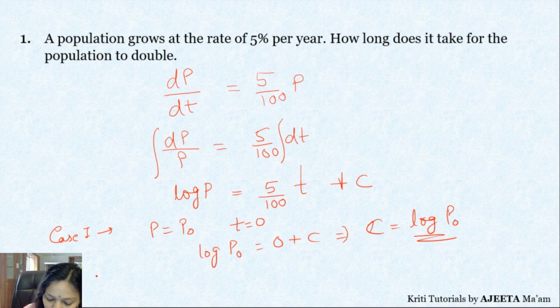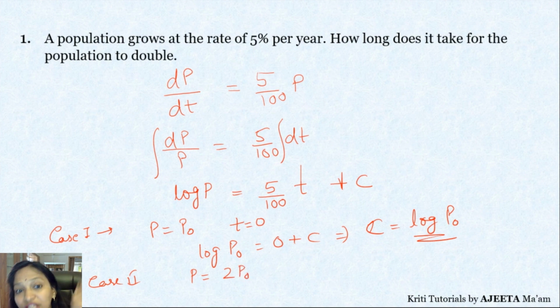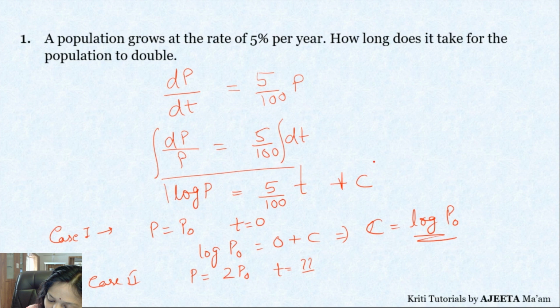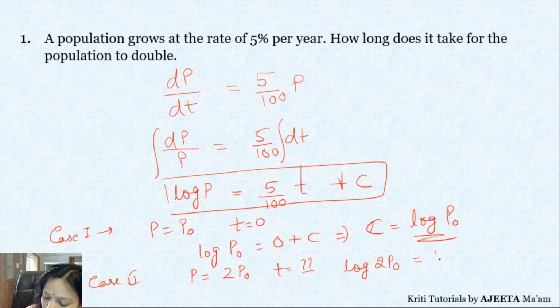Now the case 2 will be what? We have to show when it will become double. So P will be 2P0. That is, if the initial value was P0, now it is 2P0. You can also solve it with 100, that if initially it was 100, when will it become 200. Then also you will get the same answer. Right? So time we have to find. So let's put it in this equation now, and we will also put the value of c. So in place of log P, 2P0 will come, and we get 5 by 100 t plus log P0.